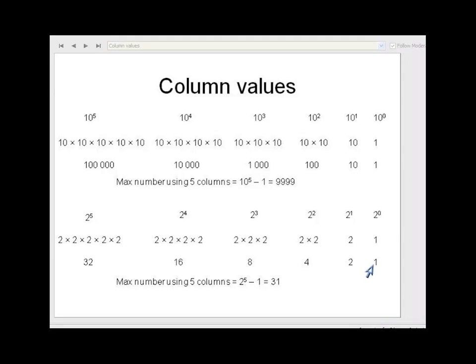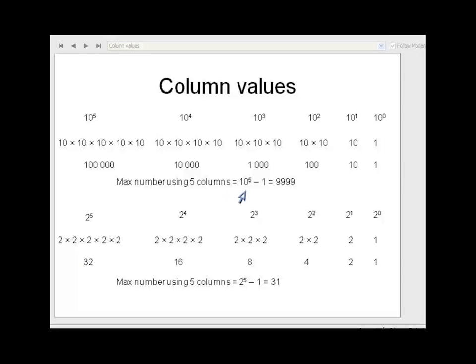In base 2, which is binary, the first column is units, which is 2 to the power of 0. Anything to the power of 0 is always 1. The next column is 2 to the power of 1, which is 2. Then 2 times that, so it's 2 squared. Then 2 times that, 2 cubed. 2 times that, 2 to the power of 4. And 2 times that, 2 to the power of 5, which is 32.